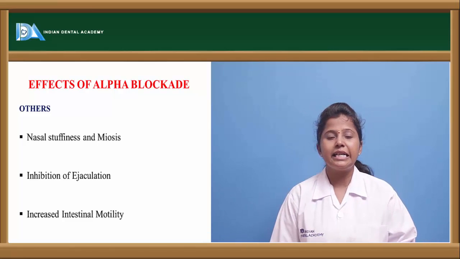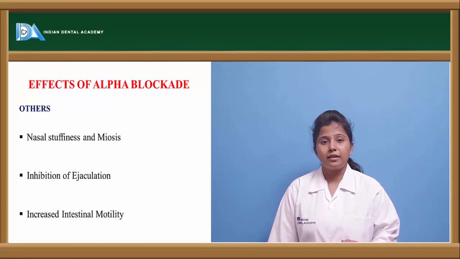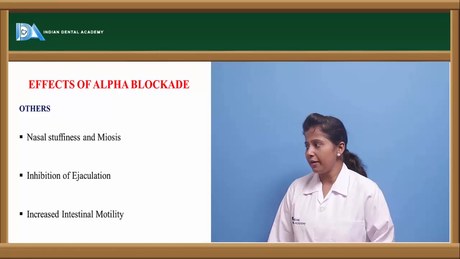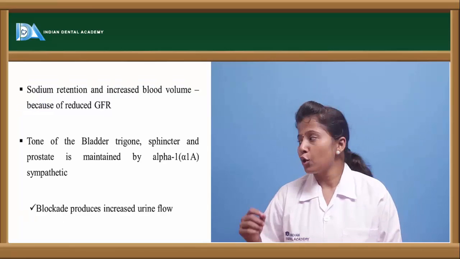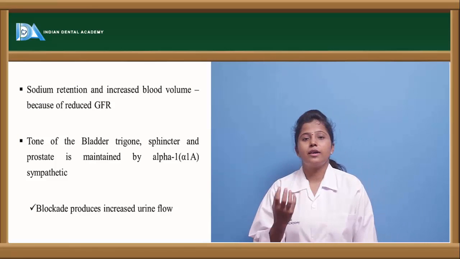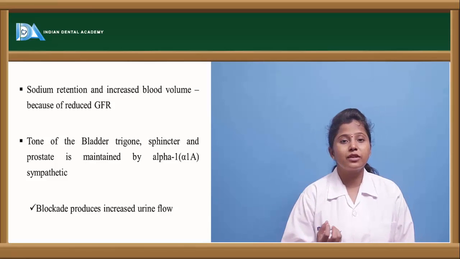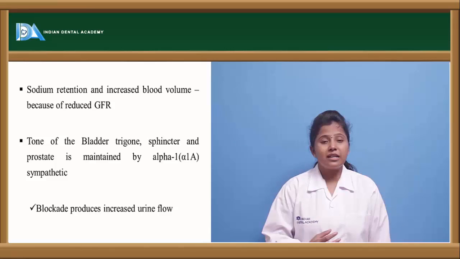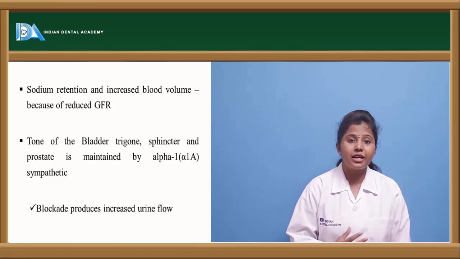And increased intestinal motility, or we can say the contraction of the GIT smooth muscles will be increased. It also causes sodium retention. So if the glomerular filtration rate, or else we can say the rate with which filtration occurs in the glomerular apparatus, is decreased, because of that, sodium and a few other electrolytes will be retained.